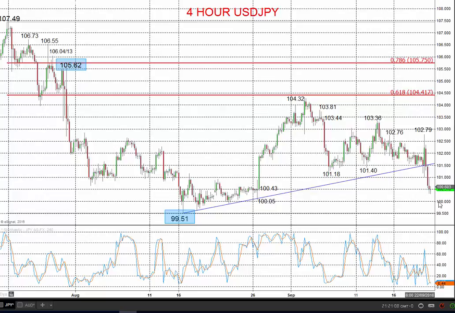So dollar yen selling off here from 102.79, just prodding at 102.76, wiping out supports here at 101.40 and 101.18, range supports, but also down below this trend line support, signaling a potential shift to a more negative tone, targeting 100.05, and then critically this 99.51 level.